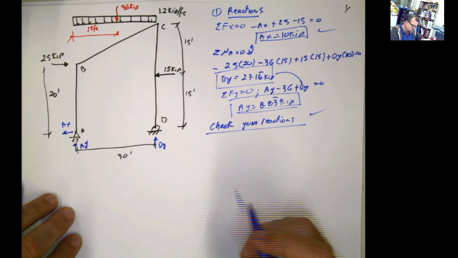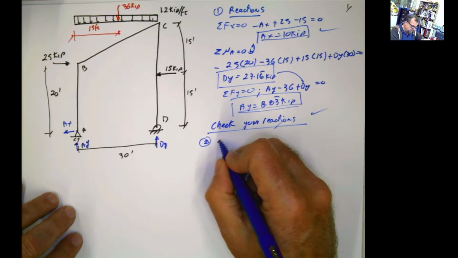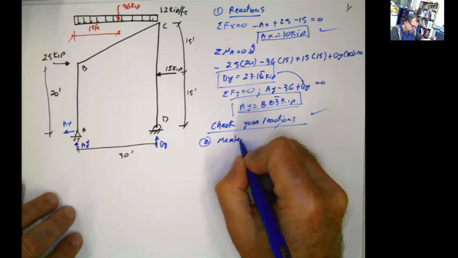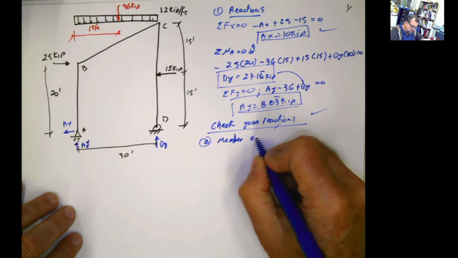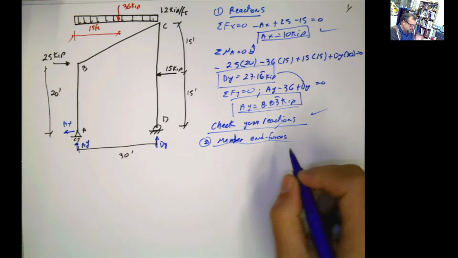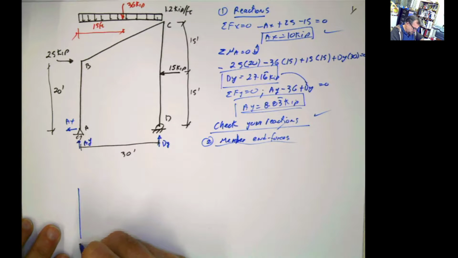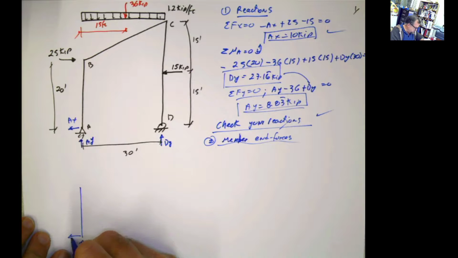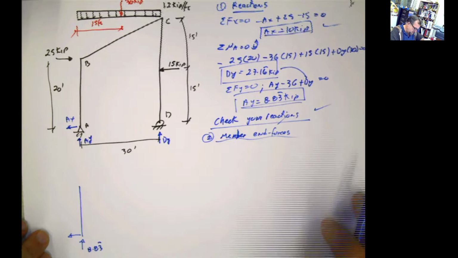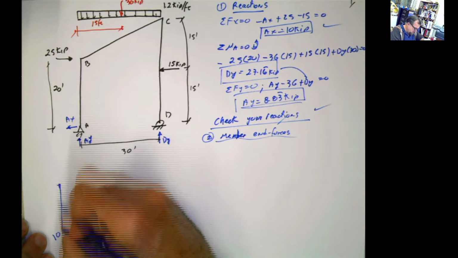So now, once you have the reactions, the second step, after verifying your reactions, of course, is the member forces. We have to do that. Now let's start with this member here. This is AY. AY is 8.83. And then you have AX. AX is 10. And I don't have anything else. And this is 20.